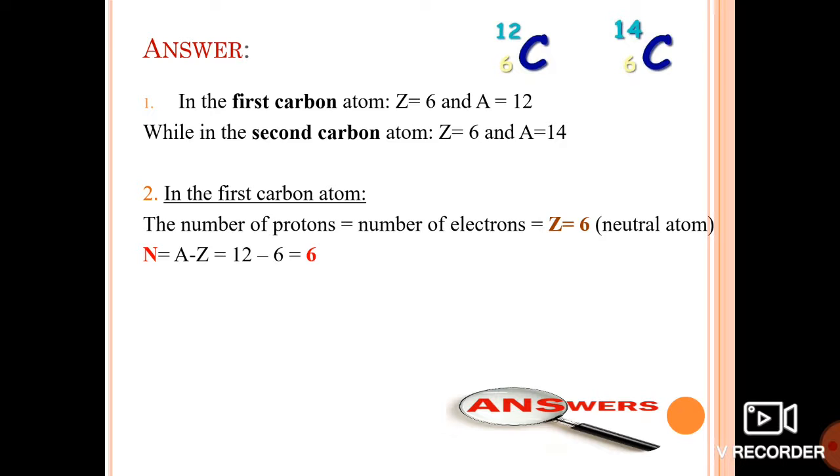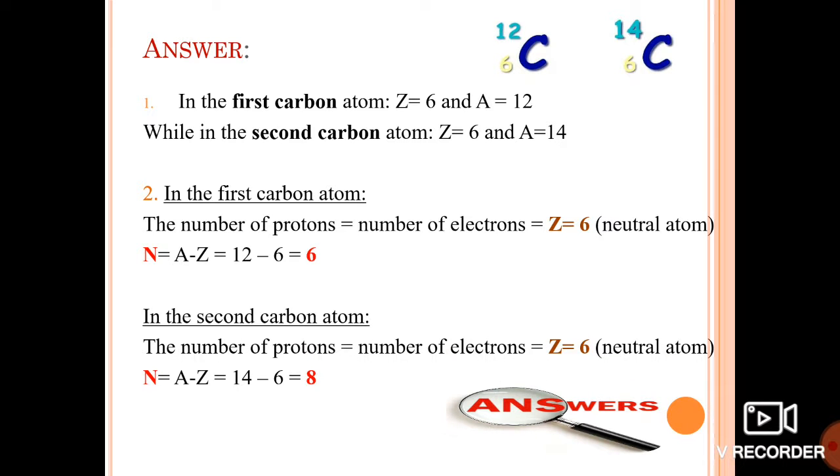The second part: in the first carbon atom, the number of protons equals the number of electrons equals Z, which is equal to 6, since we have a neutral atom, while the number of neutrons equals A minus Z. 12 minus 6 equals 6. In the second carbon atom, also the number of protons equals the number of electrons equals Z equals 6, while the number of neutrons in this case equals 8.